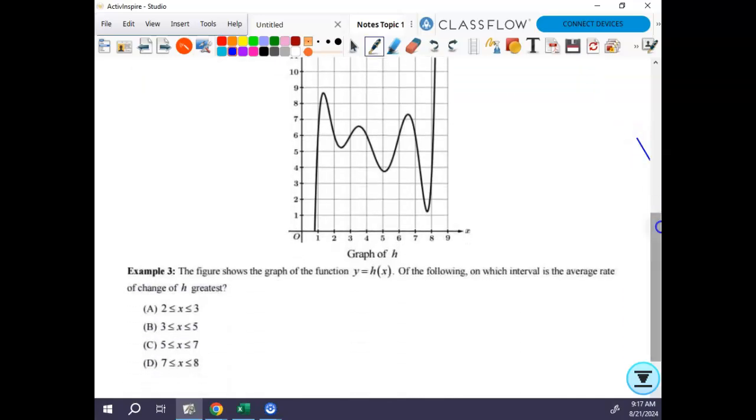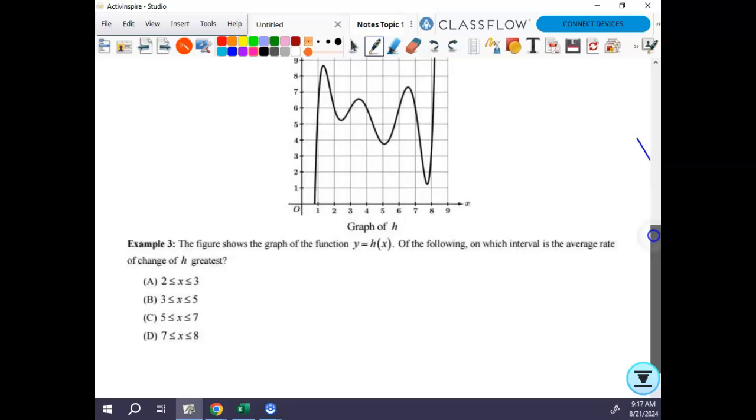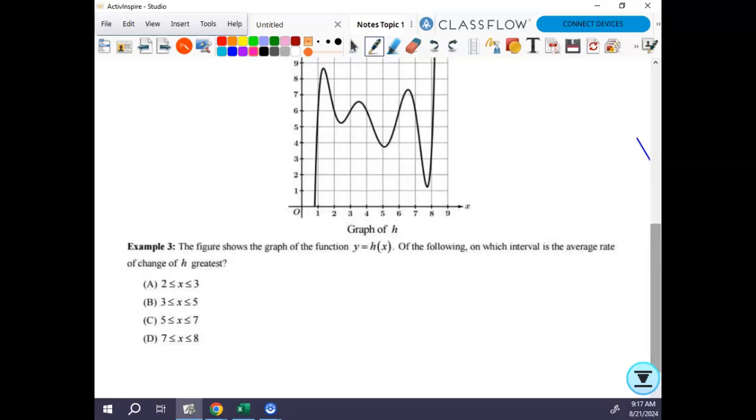So let's look at this one. The figure shows the graph of the function y equals h of x. On which interval is the average rate of change of h the greatest? Okay, so I want you to remember that these intervals that are written in inequality notation could be written like this. And these two things mean the exact same thing, right? You could see it either way. If you're writing it, I want you writing it the way I did in pink, but you could see it either way, so make sure that we understand it both ways, okay?